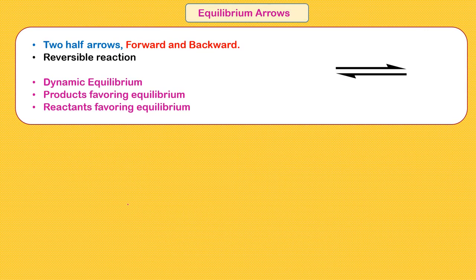Let's talk about the second arrow. The second arrow is nothing but the equilibrium arrow. If we are thinking about chemical reactions, let's say we are starting with A and we are getting B, does it mean that we are always moving in the forward direction?